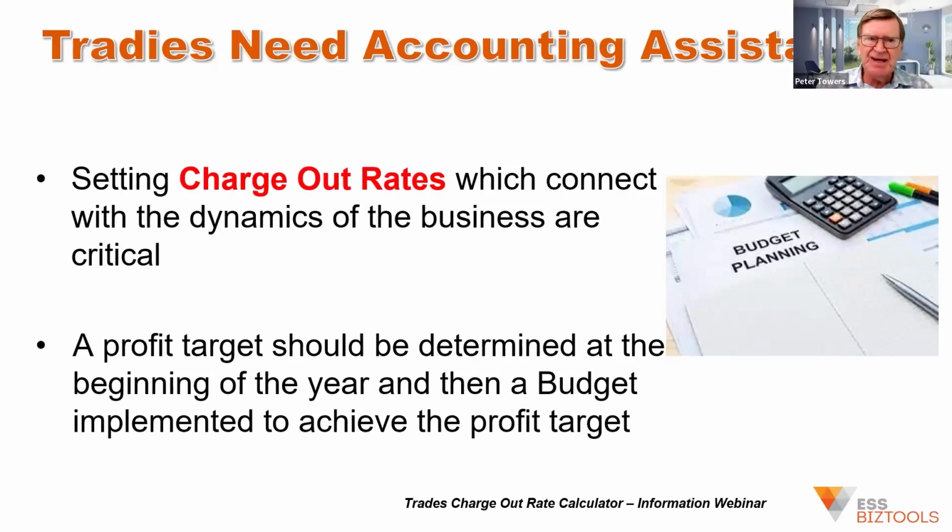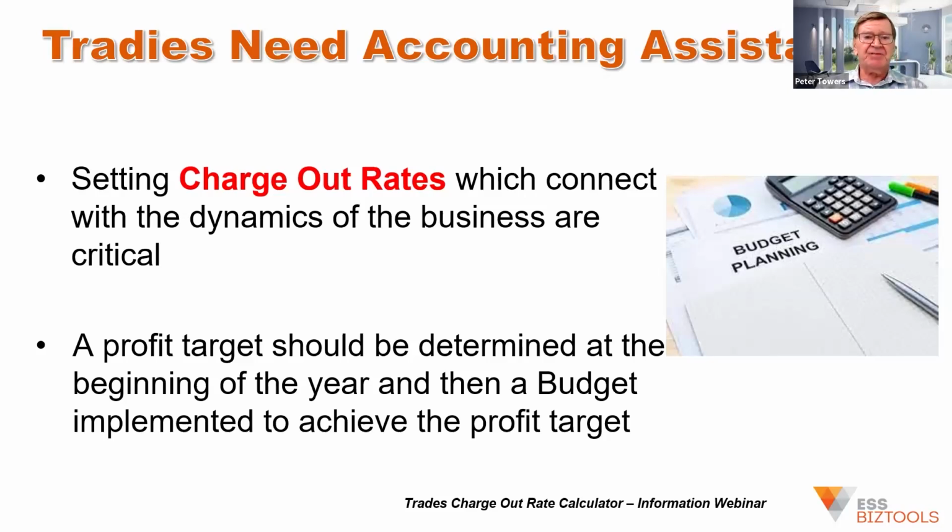It depends on the team. It depends on their productivity. It depends on the amount of leave that they are receiving. It depends on how generous the owner of the business is relative to things like holiday pay loading, superannuation rates, leave, and so on. A targeted profit should be determined at the beginning of the year, and then a budget implemented to achieve that targeted profit.